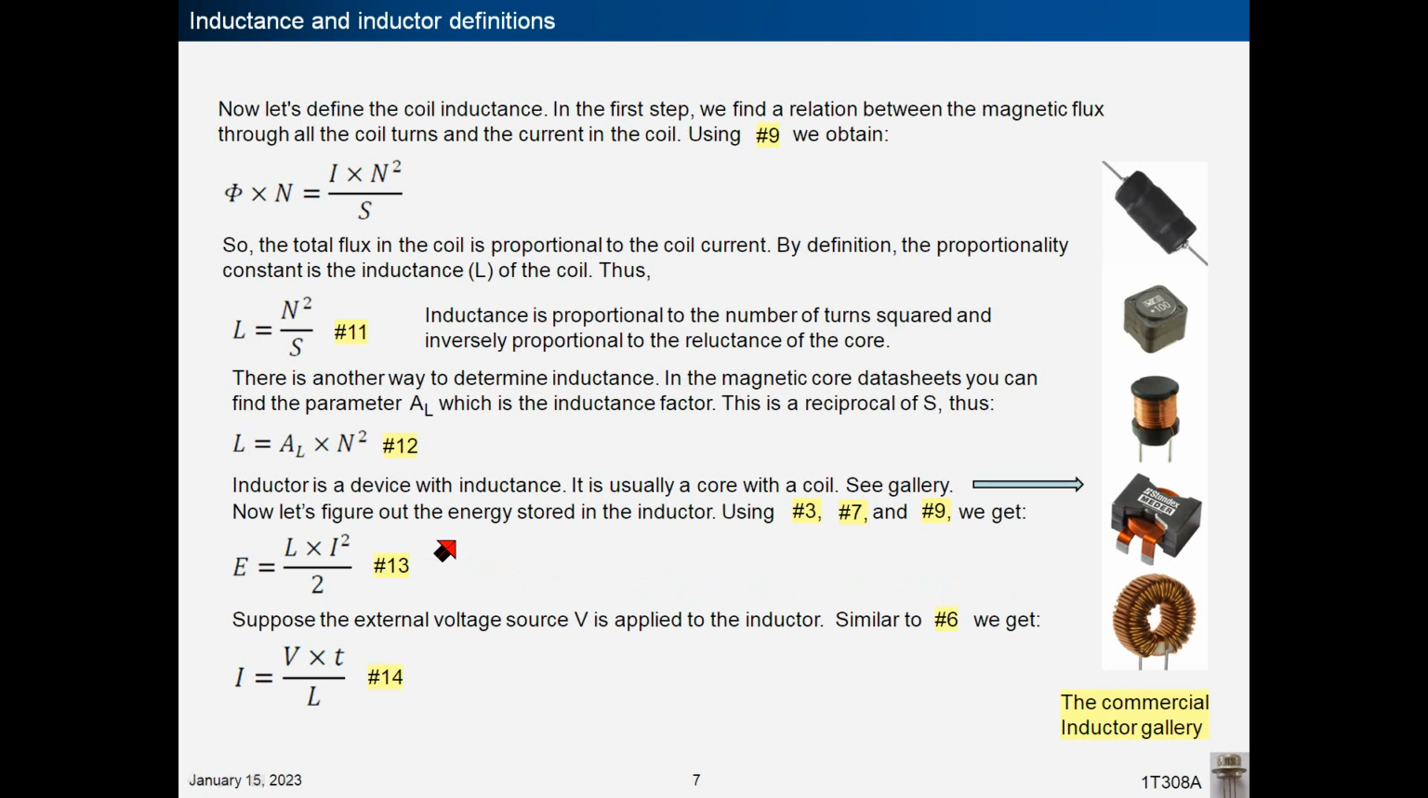Now let's figure out the energy stored in the inductor. Using equations 3, 7, and 9, we get an expression for energy, which is L times I squared over 2. Now suppose the external voltage source V is applied to the inductor. Similar to expression 6, we get I equals V times T over L.